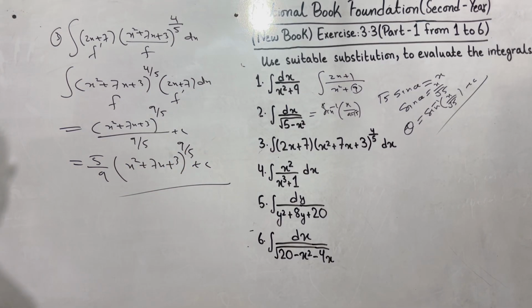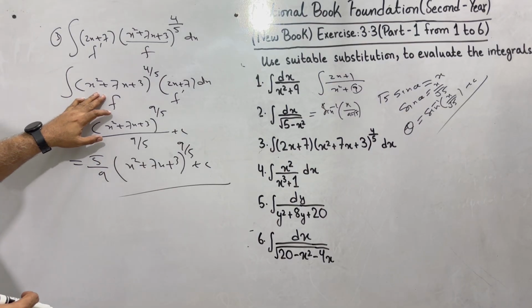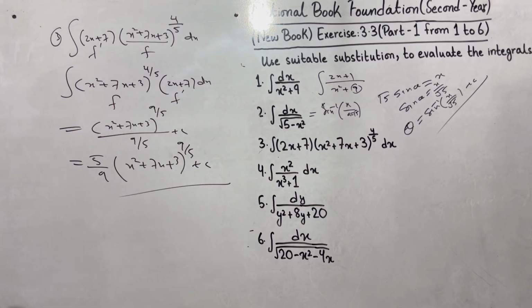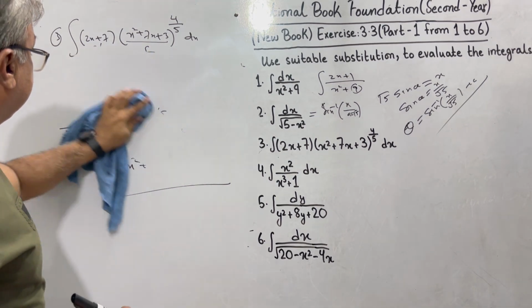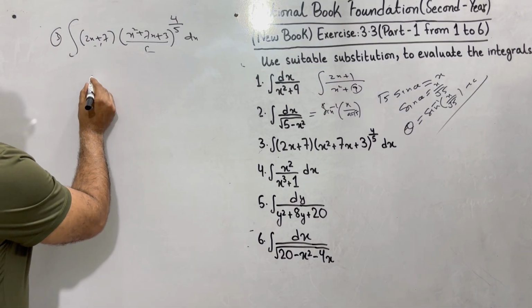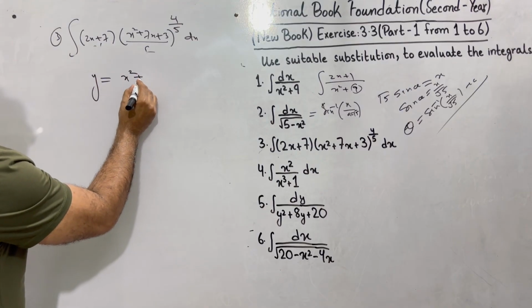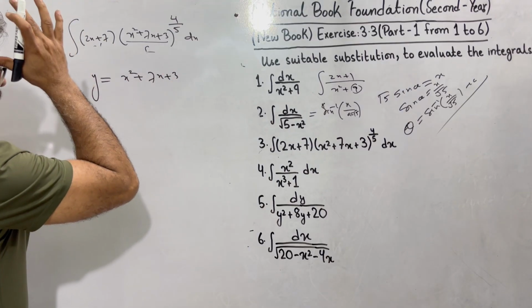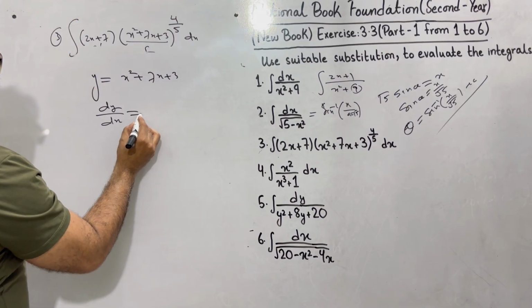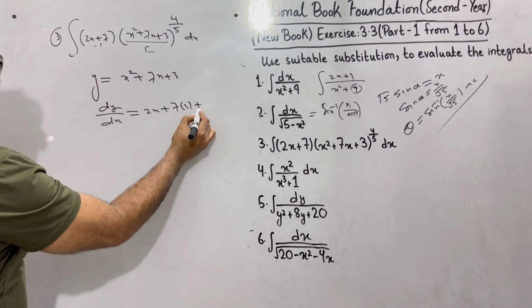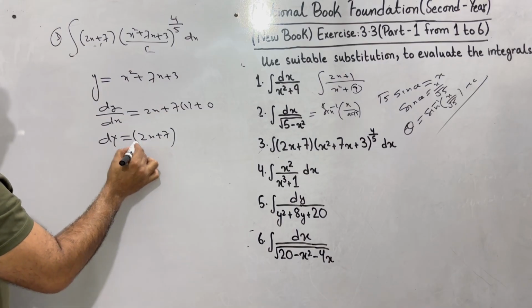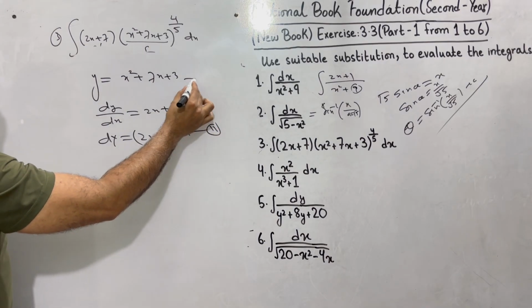Or one can take the orthodox method. Suppose it is equal to y, differentiate with respect to x, and so on. Let me do it for you as well, with proper substitution to give you a good view. y is equal to x square plus 7x plus 3. Differentiating with respect to x, dy over dx is equal to 2x plus 7 times 1, and differentiation of 3 is 0. Solving for the differential, dy is 2x plus 7 times dx.